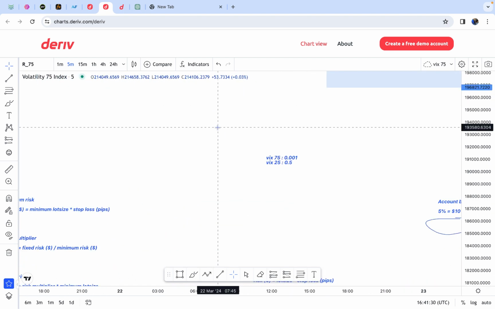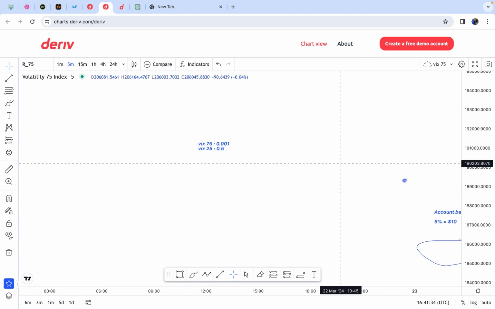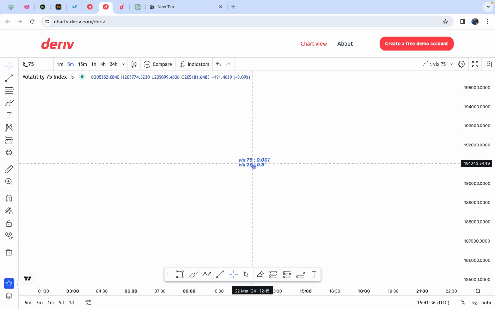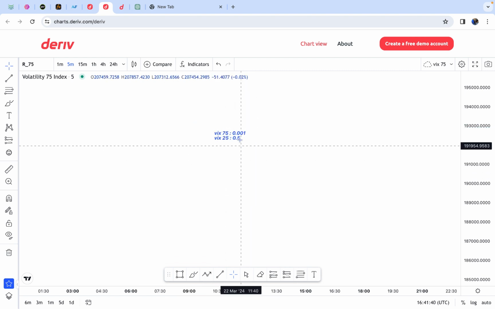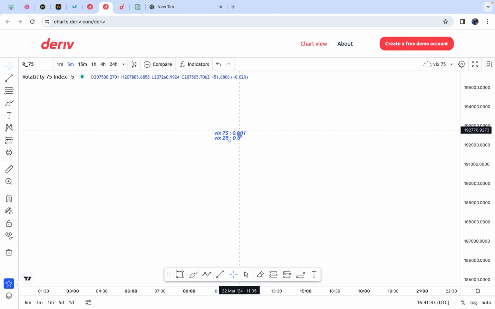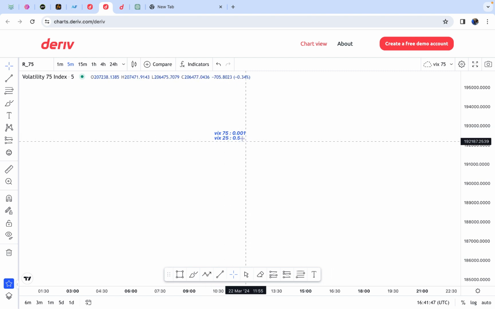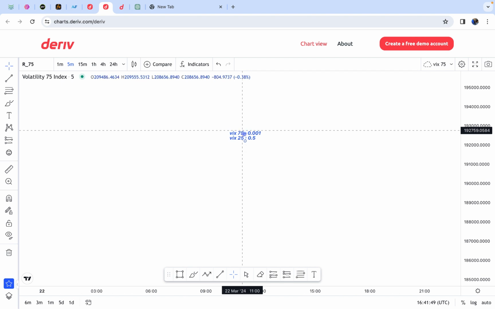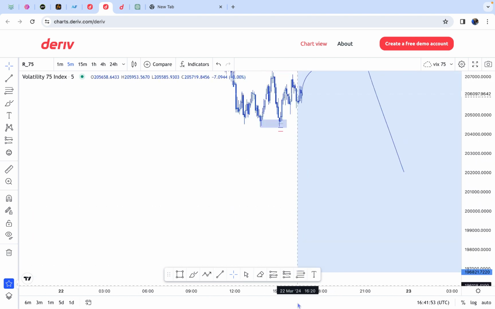1018. Now there are a couple of things that are very important when it comes to the synthetic markets, mostly VIX 75 and VIX 25. For VIX, I only trade VIX 75 and VIX 25. I don't trade anything else. For VIX 75, the lowest lot size is 0.001, and for VIX 25, the lowest lot size is 0.5. So also keep these numbers. We have two numbers we're keeping.